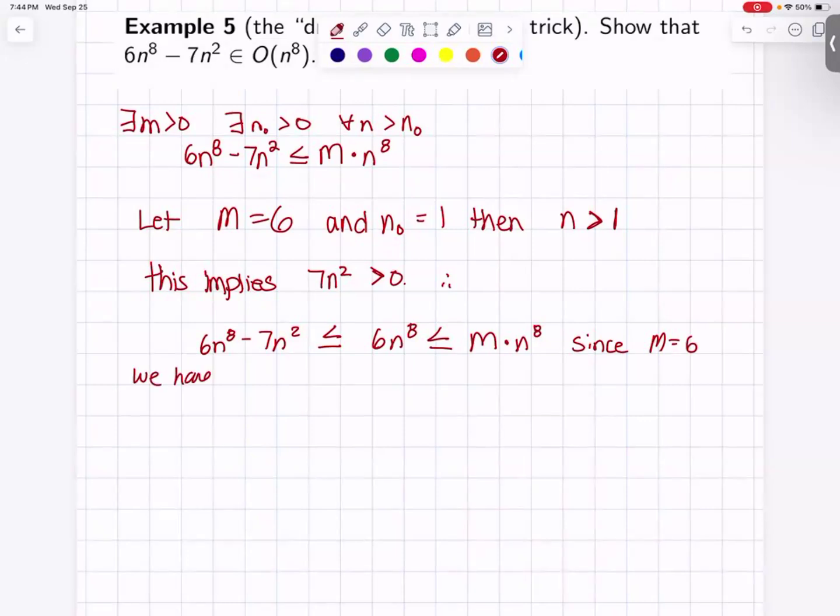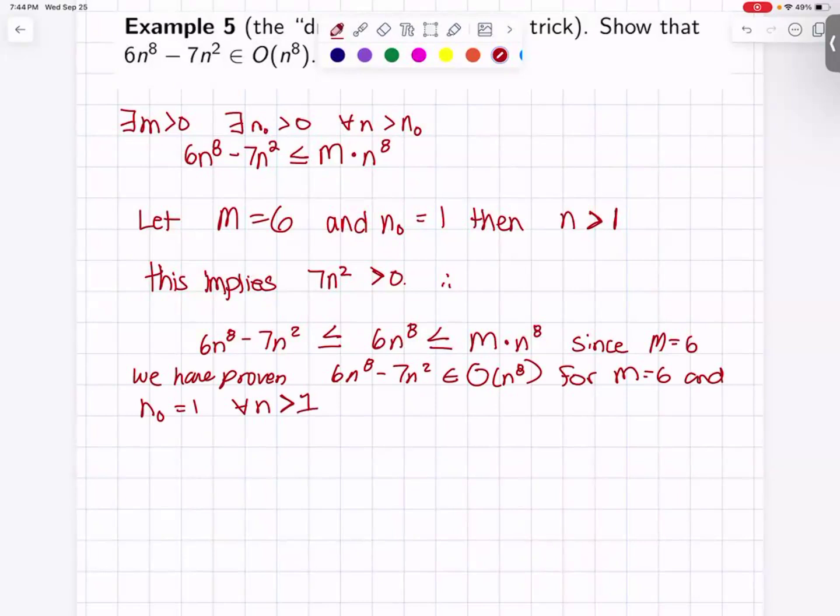We have proven 6n^8 minus 7n^2 is in big O of n^8 for m equals 6 and n naught equals 1, for all n's greater than that n naught value. And that's it. It is so easy to do these ones. It's really nice and kind of simple to see.